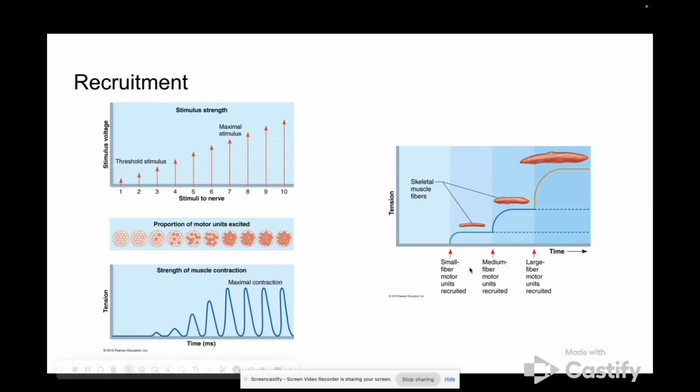And this graph over here just shows how small motor units are recruited first, and there's not as much tension produced. The medium ones are recruited second and produce more tension. And the large ones, like the ones in our quads, for example, are recruited last, but they produce very high tensions. Interpret a graph of the length-tension relationship and describe the anatomical basis for that relationship.